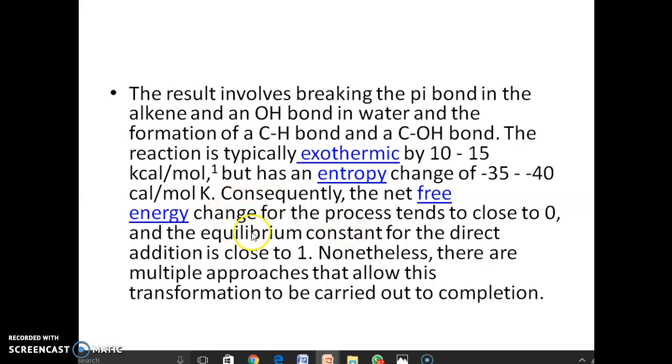Consequently, the net free energy change for the process tends to be close to 0, and the equilibrium constant for the direct addition will come to 1. So there are multiple approaches that allow the transformation to be carried out to completion.